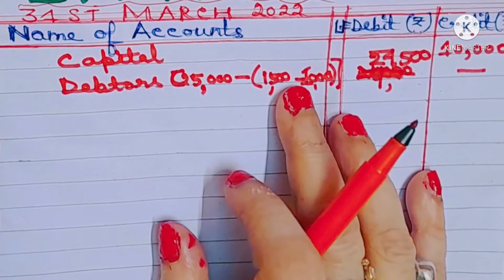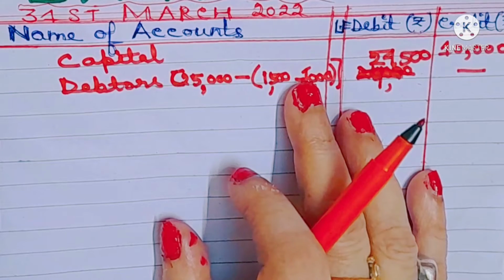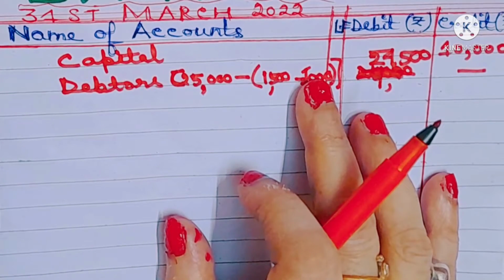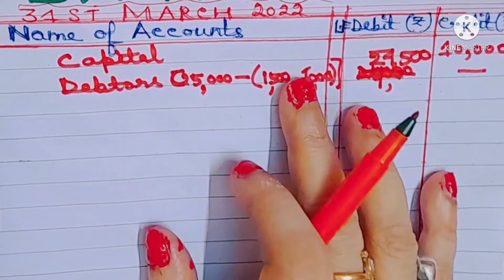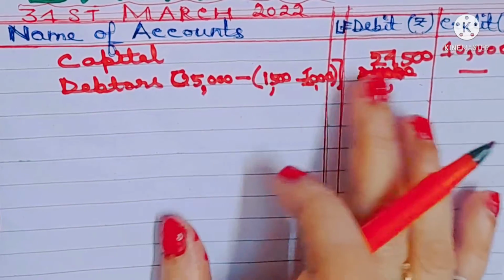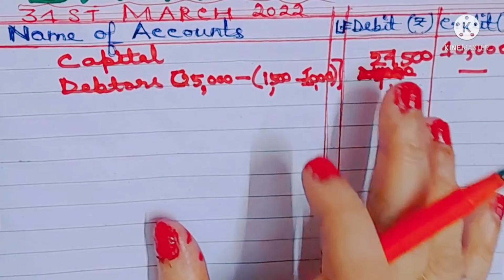Because debtors falls under personal account. According to personal account, the receiver of the benefit is debit. Here, debtor is the receiver of the benefit. So debtors will be debited. Understood? Let's see the next account.